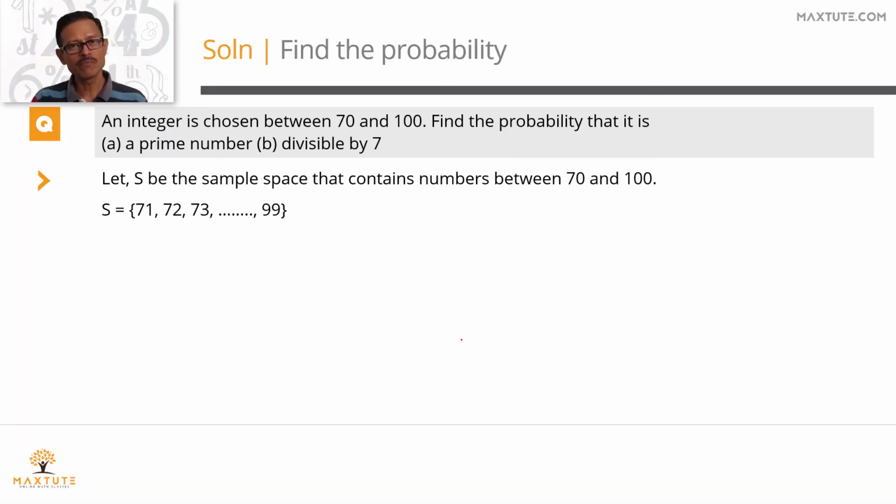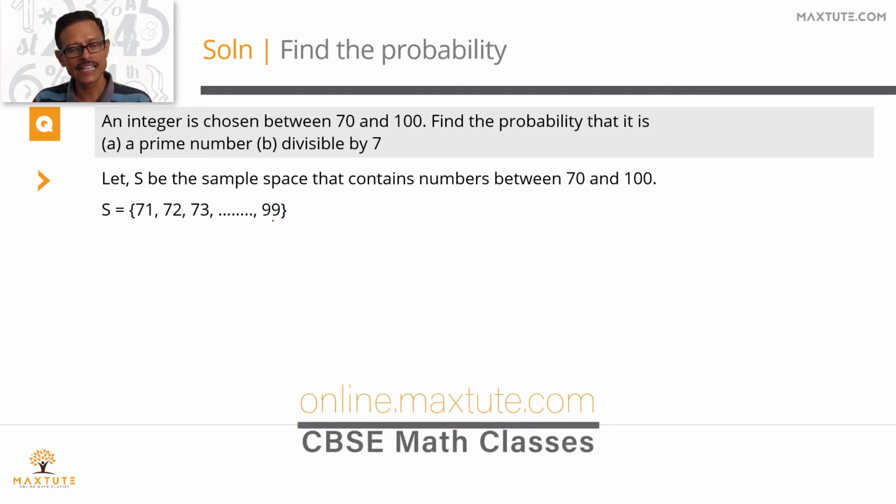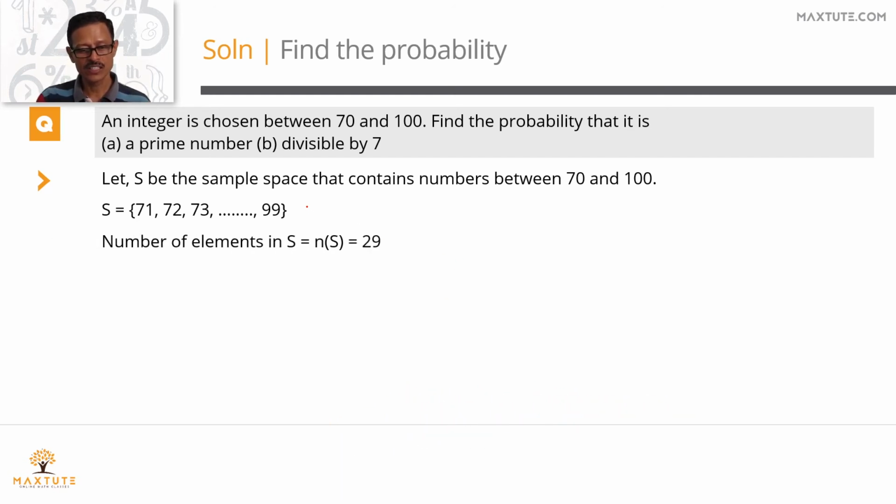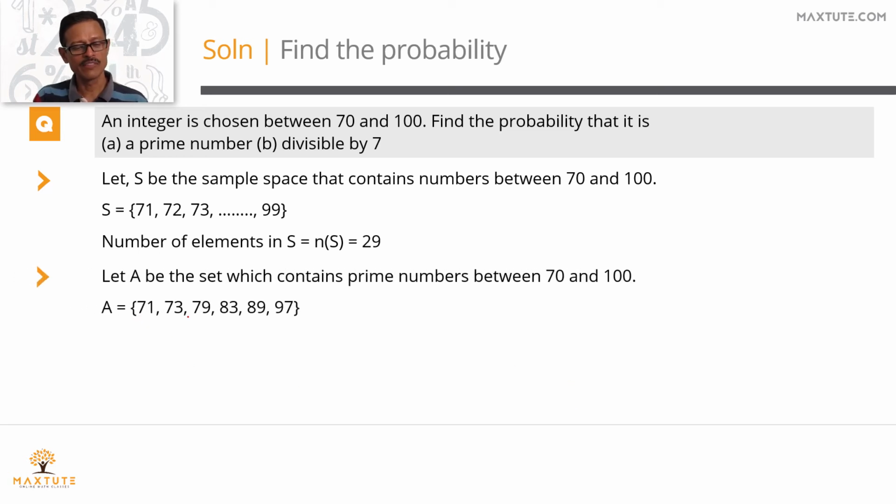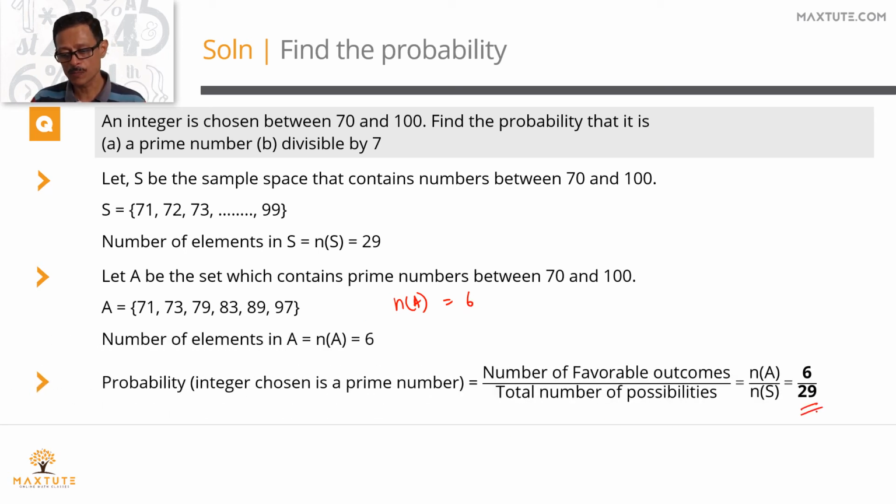The sample space, the total number of possibilities, is all the integers from 71 all the way up to 99. How many of those are there? 71 to 99 is a total of 29 integers. It's not 30, it's not 31, it's 29. So denominator is 29. Let's list down all the prime numbers between 70 and 100. These are all the prime numbers: 71, 73, 79, 83, 89, 97. So n of A, the number of prime numbers between 70 and 100, is equal to 6. Required probability is n of A upon n of S, which is equal to 6 upon 29. Part 1 done, you'll get 1 mark for this.